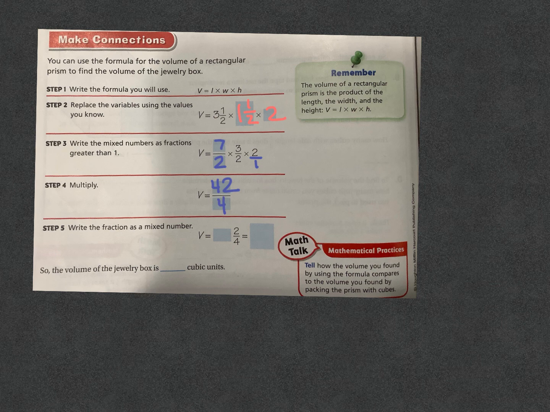And now we have this improper fraction as our answer. We need to turn it back into a mixed number. Remember, we do that as a division problem. 42 divided by 4. The one that was out in the rain before gets in the house now.